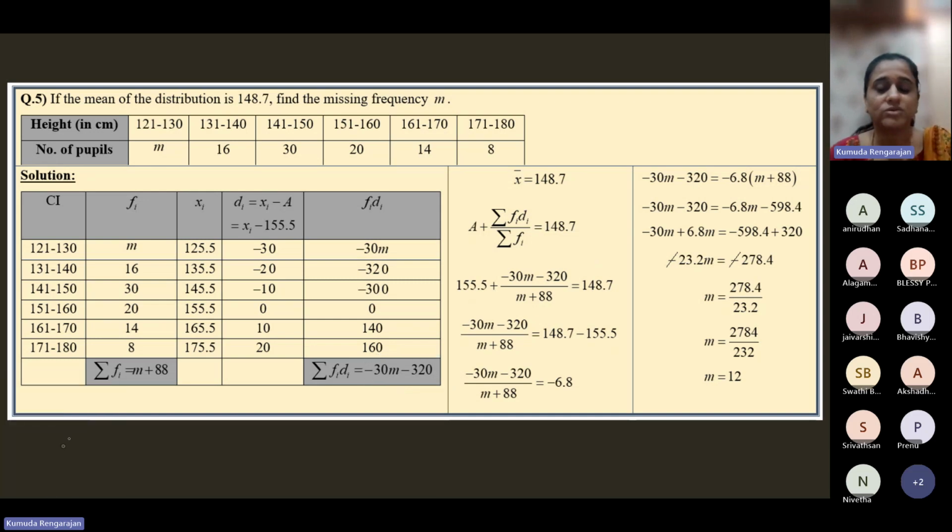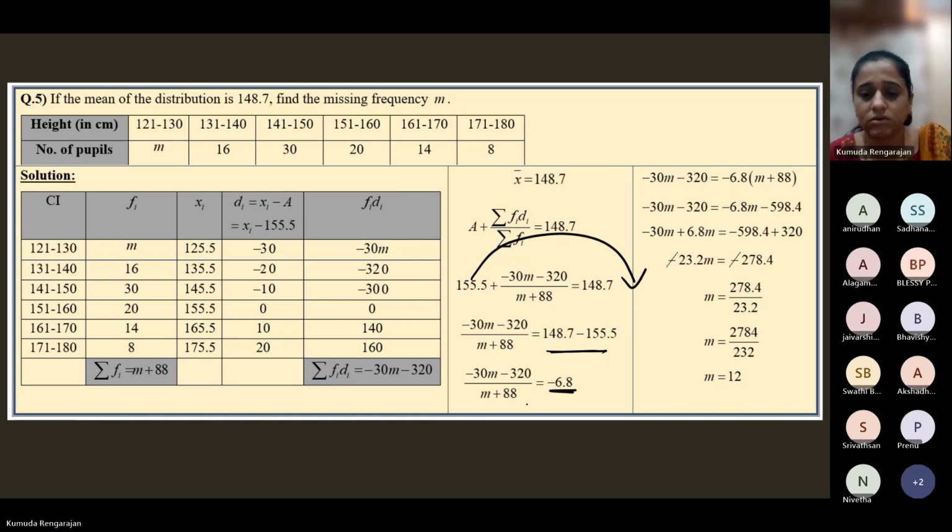Now, how do you simplify this? First, take this number to the other side. That's the first step. 155.5 becomes minus 155.5 on the other side. So when you find the difference, it is minus 6.8. Now cross multiply. First, shift this one to the RHS. Then the difference is minus 6.8. Now cross multiply.